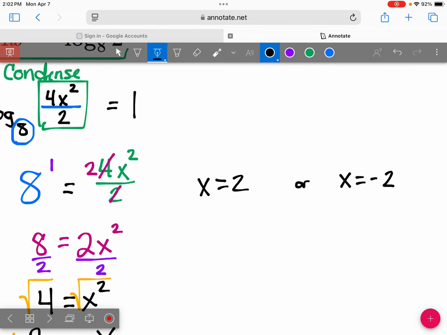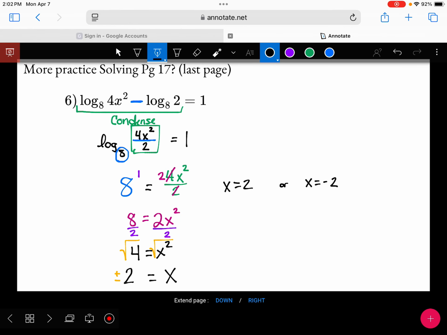We have to check both. We need to see if either one of these is going to cause problems. Here, we cannot have negative bases. We cannot have negative arguments. At this point, we still do not have the tools it takes to change the base, so we should be good there. But if I substitute in a 2 for the x up here, will our argument be positive or negative? It'll be positive. So that one's good.